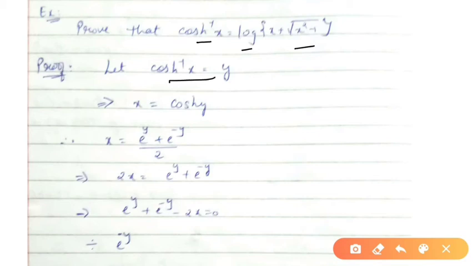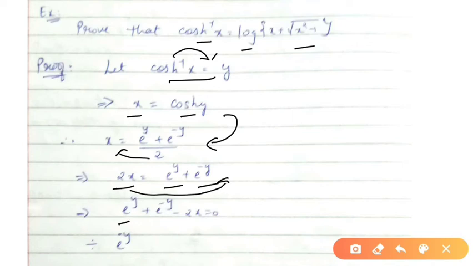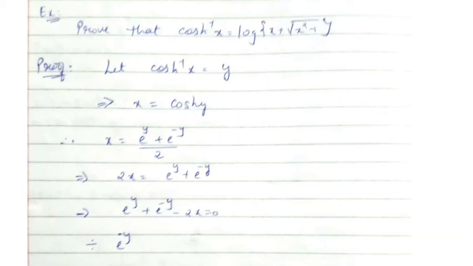Now, here if I take cosh inverse to the other side, this will become x equal to cosh y. Now, the formula for cosh y is (e raised to y plus e raised to minus y) upon 2. So we have applied this formula here. Now, by cross multiplication, this 2 will multiply with x, so we get 2x equal to e raised to y plus e raised to minus y. Now I will take this 2x to the other side. We get e raised to y plus e raised to minus y minus 2x equal to 0.